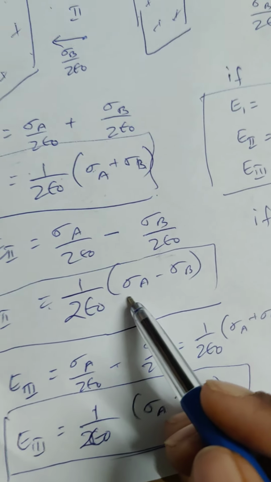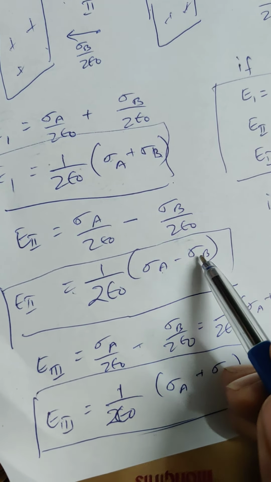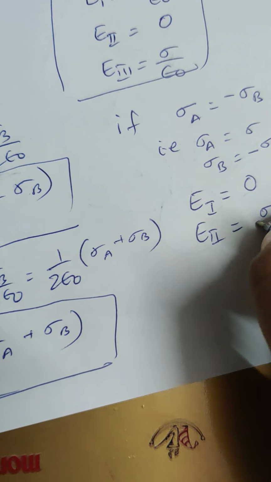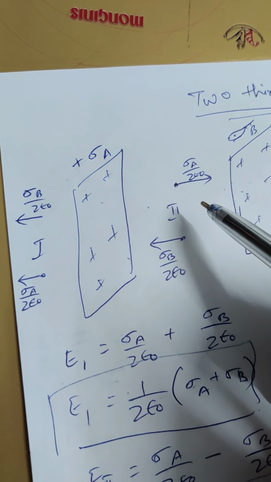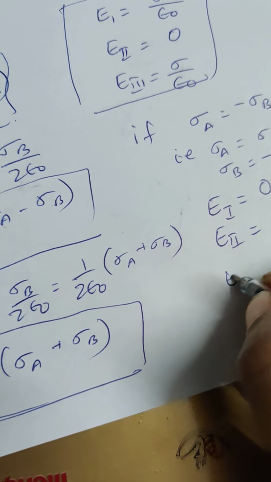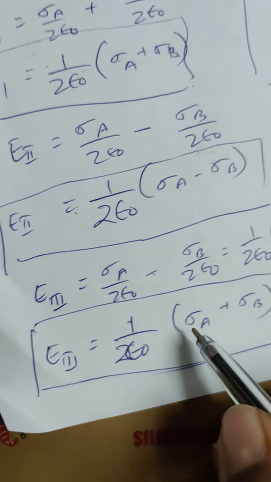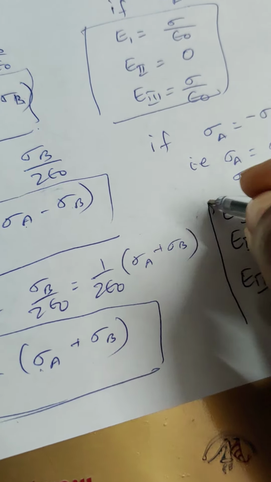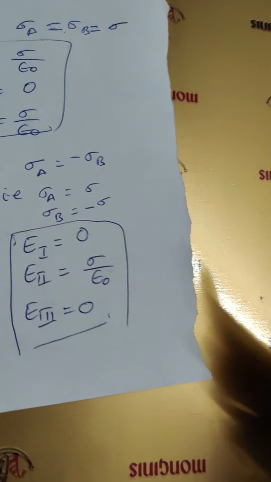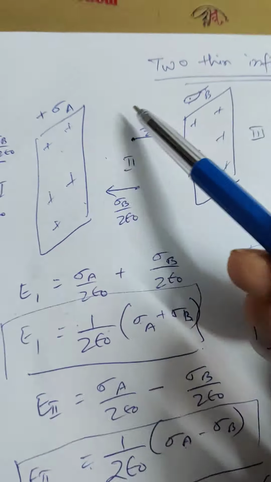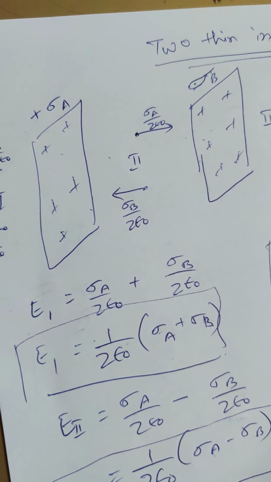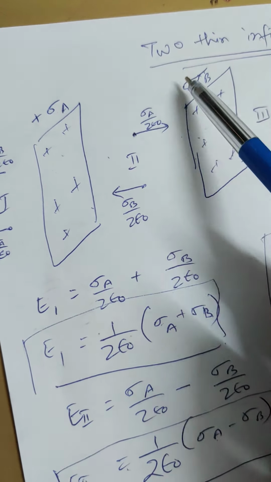So you see this expression for region 2, sigma minus of minus sigma will become plus sigma. So you'll get 2 sigma here and you'll get sigma by epsilon naught. Okay, this is in this region. In this region the electric field is sigma by epsilon naught. And in the third region, sigma minus sigma will become 0. Okay, so these are the conditions. So in this condition only this region will have an electric field, and outside there won't be an electric field, when it is sigma and minus sigma.